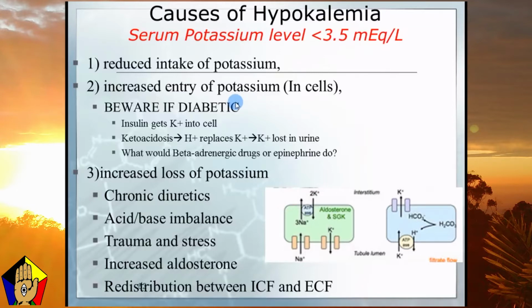Reduced intake of potassium. You're not eating up bananas. Bananas are not the only food with potassium. But you have to worry about an increased entry into the cells of potassium, so potassium being kicked in. And remember some of the causes: insulin, epinephrine, norepinephrine. And then loss of potassium. So people taking lots of diuretics, urinating a lot, they lose a lot of potassium. So you have to worry about that.